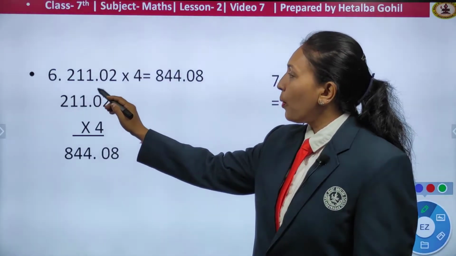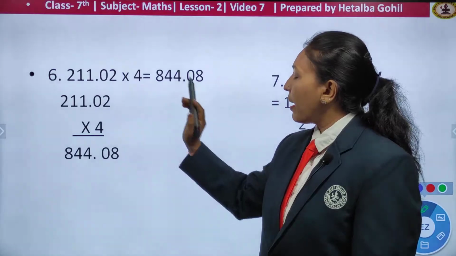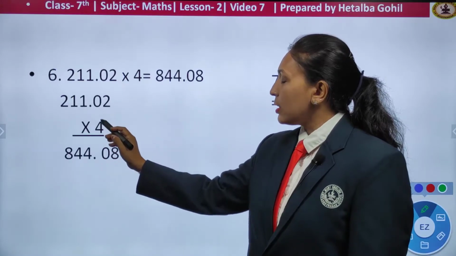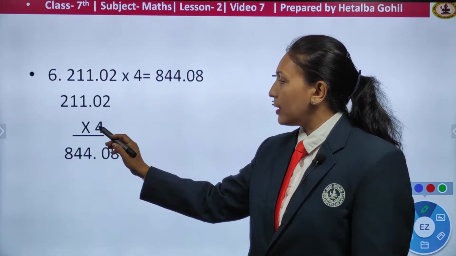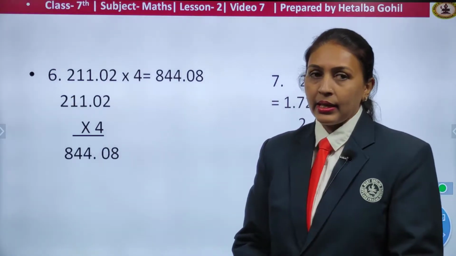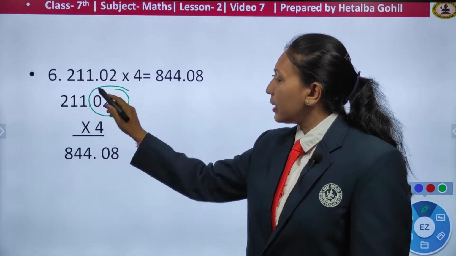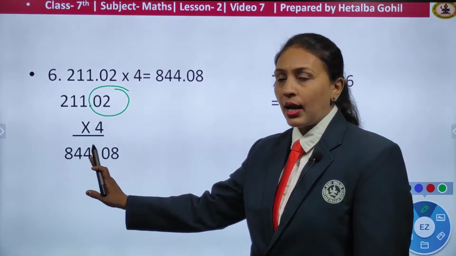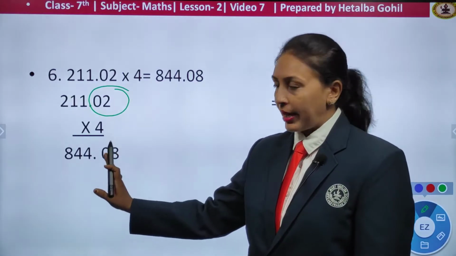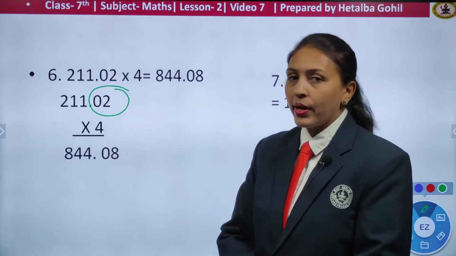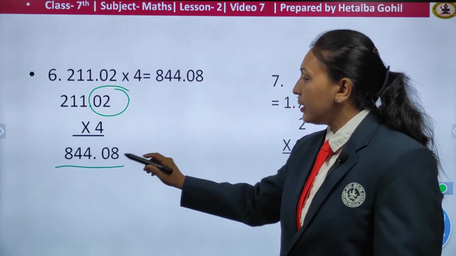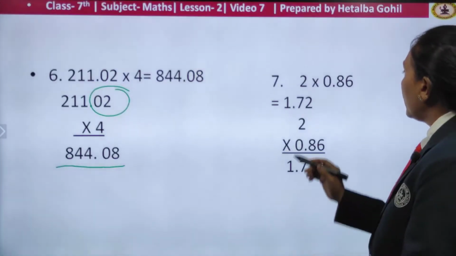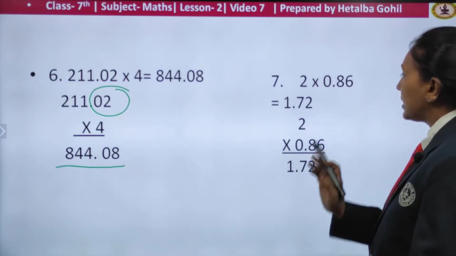Next one, 211.02 multiplied by 4. Now as we multiply whole numbers, multiply them. 4 2s are 8, 0 4s are 0, 4 1s are 4, 1 4s are 4 and 4 2s are 8. As the total number of decimal places in the question given to us is 2, put a decimal point after 2 places counting from the back, that is, from the right side. So you can see after 2 places a decimal point is placed, which gives my product as 844.08.